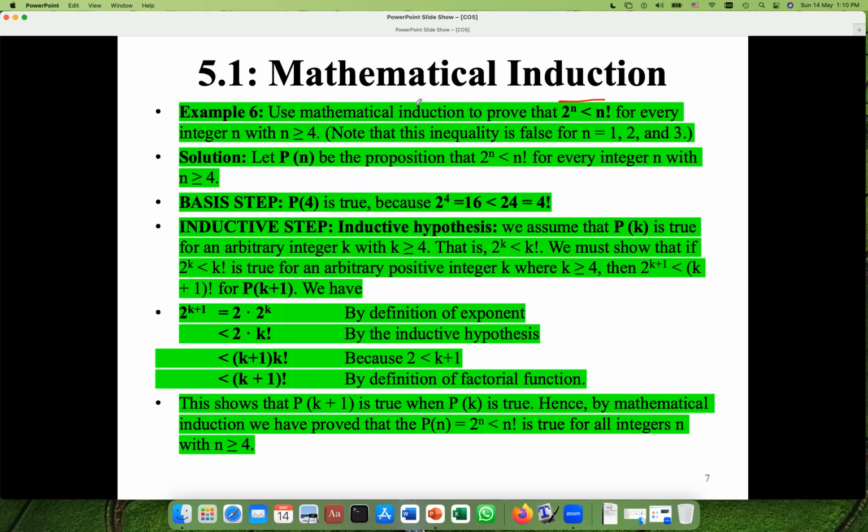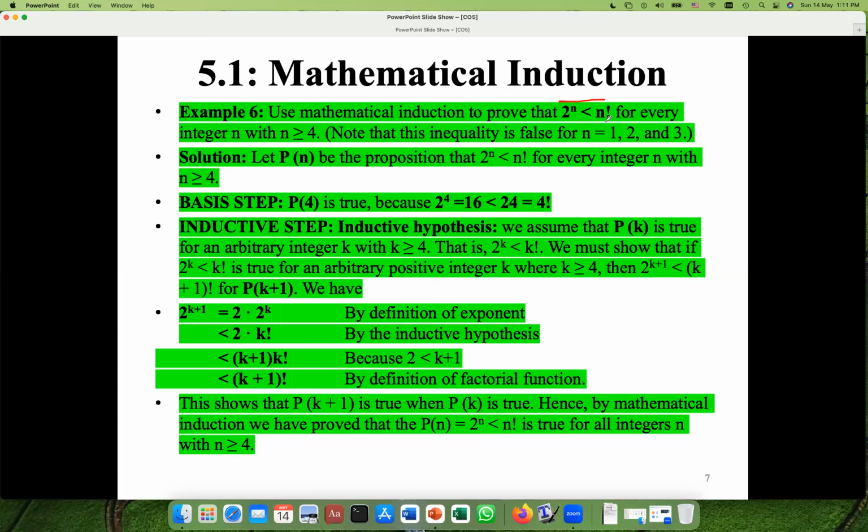Again, use mathematical induction to prove that 2 raised to the power n is less than n factorial. This symbol means factorial. 2 raised to the power n is less than n factorial.